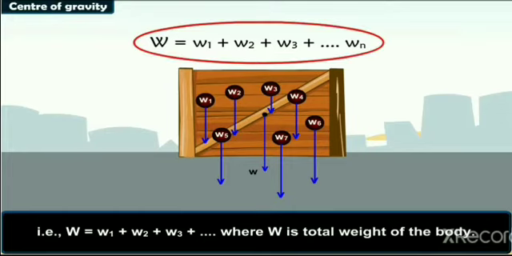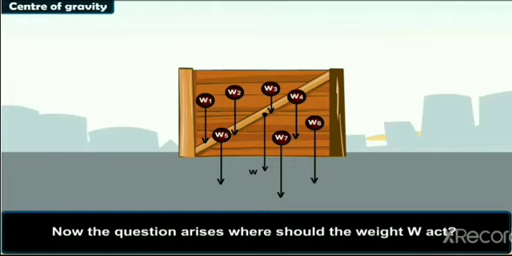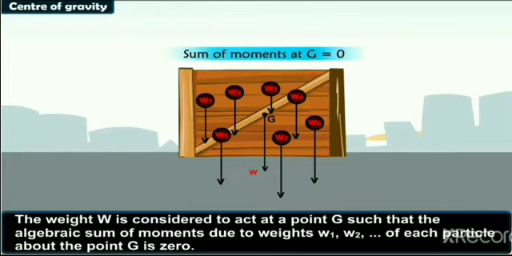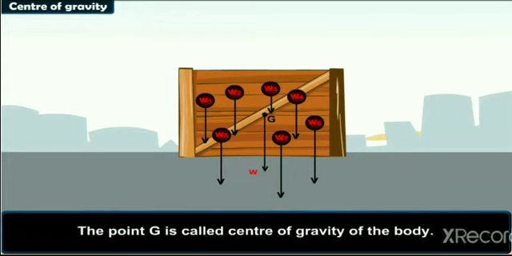of the body. Now the question arises, where should the weight W act? The weight W is considered to act at a point G such that the algebraic sum of moments due to weights W1, W2 and so on of each particle about the point G is 0. The point G is called center of gravity of the body.